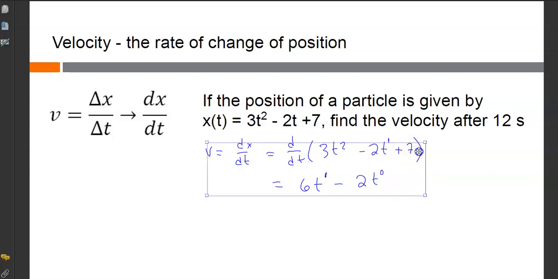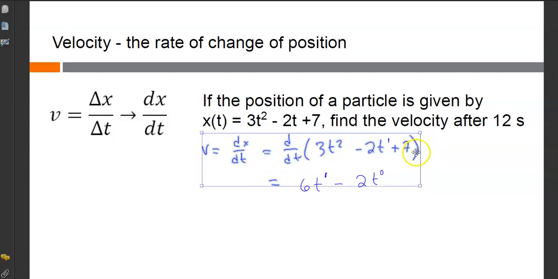Right here, this could be written 7t to the 0. T to the 0 is 1, so that's the constant term on the back. But 0 times 7 is 0, and that's why that thing just disappears, goes up in smoke.